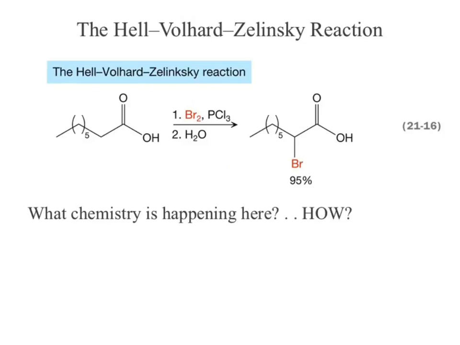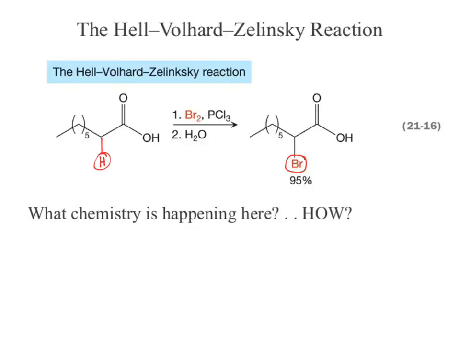If we're following along on the slides, there would be questions, but I decided not to do questions, decided to continue on. We talked about the Hell-Volhard-Zelinsky reaction a little while ago. What chemistry is happening here? What does it look like happened? Overall, big picture, what changed? We did a substitution reaction. Substituted a hydrogen for a bromine.